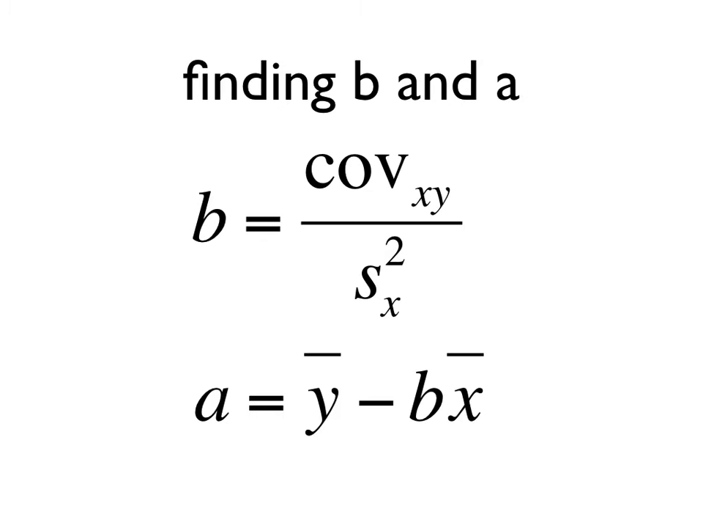So you find B and A like this. Again, no one does this by hand. If I asked you what B or A were, you could certainly define it like this, but you could also tell me that B was the slope and A was the intercept.